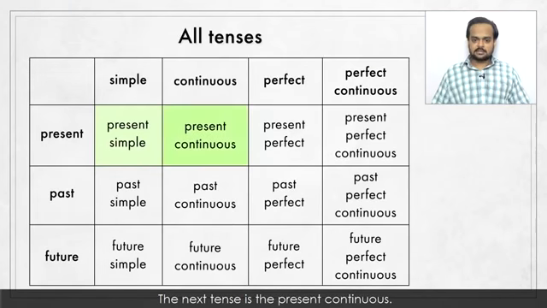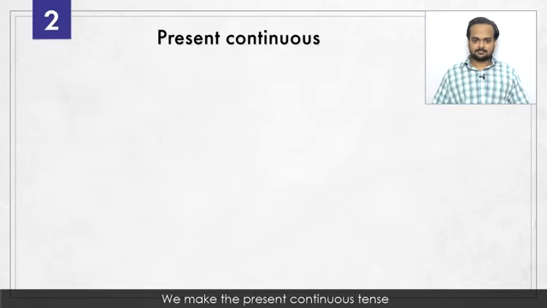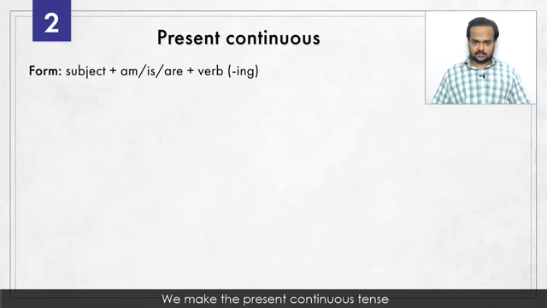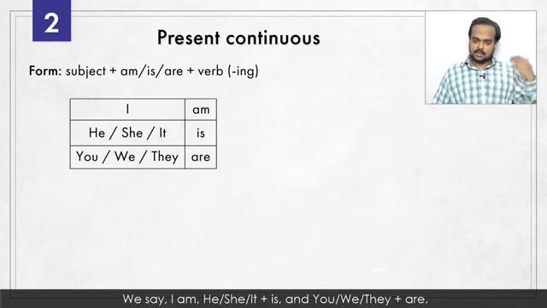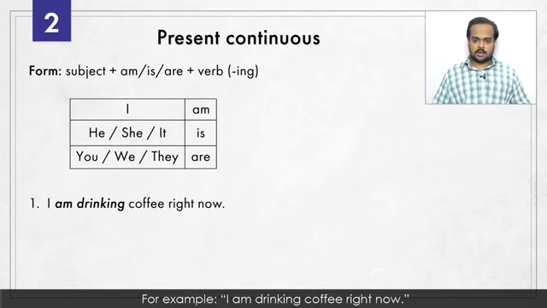The next tense is the present continuous. We make the present continuous tense with a subject plus am, is, or are, plus a verb in the continuous or ing form. We say I am, he, she, it is, and you, we, they are. For example, I'm drinking coffee right now.